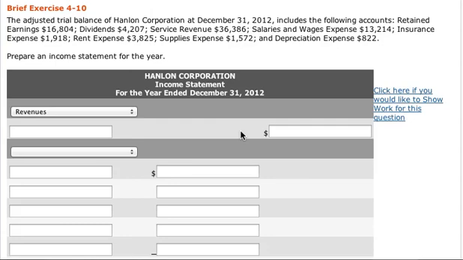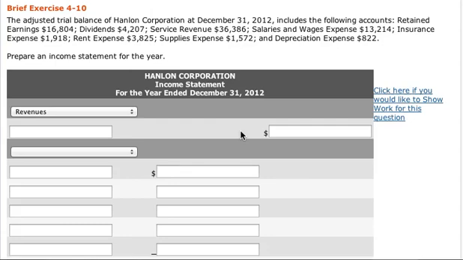Retained earnings are $16,804, dividends $4,207, service revenue $36,386, salaries and wages expense $13,214, insurance expense $1,918, rent expense $3,825, supplies expense $1,572, and depreciation expense $822. And then it says prepare an income statement for the year.